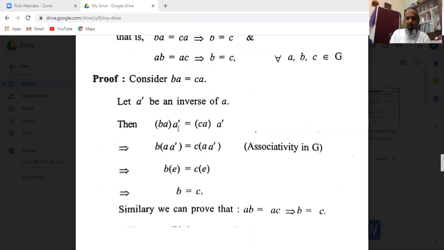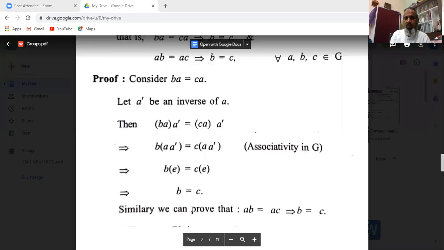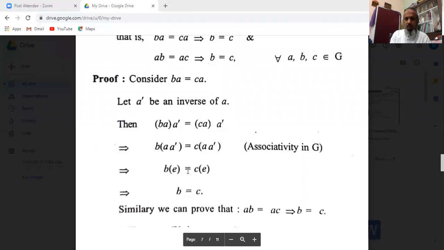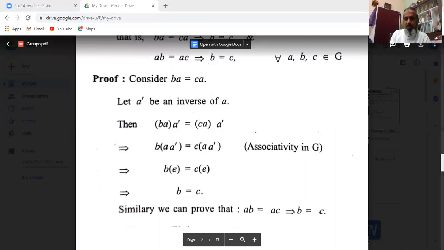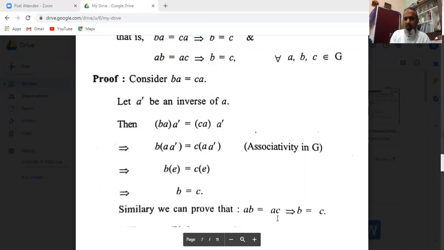So B A A dash is equal to C A A dash. So A A dash is E, the identity element. BE is equal to CE. If you multiply the identity element with any element, we get the same element. So B is equal to C. So if BA is equal to CA, we get B is equal to C. Similarly, if AB is equal to AC, then we get B is equal to C. So if BA is equal to CA gives B equal to C, this is called the right cancellation law. If AB is equal to AC gives B is equal to C, then this is called the left cancellation law.